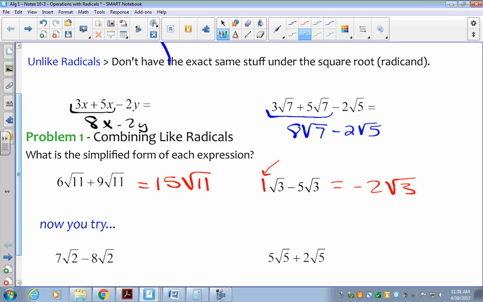Just like when we see an x. Oh, I'm sorry. 1 root 3 minus 5 root. Oh, okay, so it's 4. Sorry.